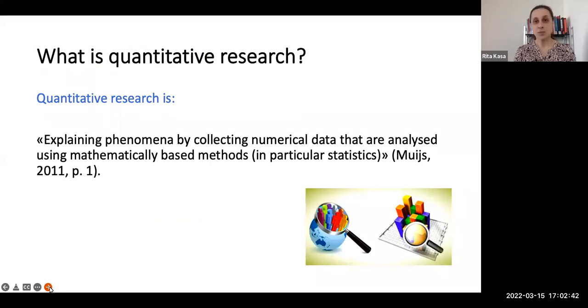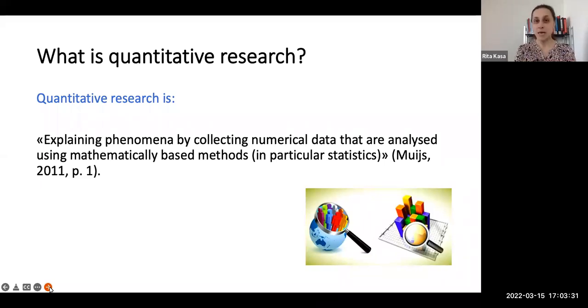So let me start with this basic question, the ABC. What is quantitative research? One of the definitions given for this term is that quantitative research is explaining phenomena by collecting numerical data that are analyzed using mathematically based methods, in particular statistics. As this statement already includes, it emphasizes that research seeks to explain something about social phenomena. And in quantitative research, we do it through numerical data that we analyze using statistical data analysis methods.